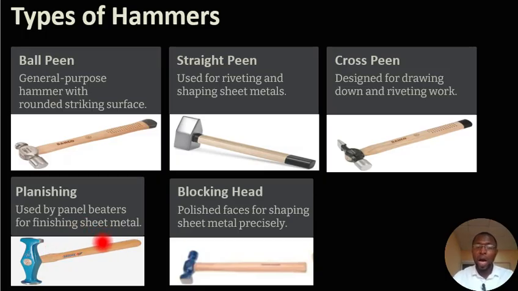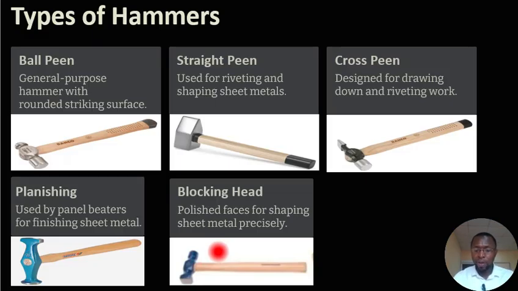And the last one that we are going to look at, there are too many of them but we cannot consider all, is the blocking hammer. This one is used for shaping sheet to a precise shape you want. It has a polished face. You can see it here. It has a polished face and it's used for shaping sheet to the precise shape that you want.